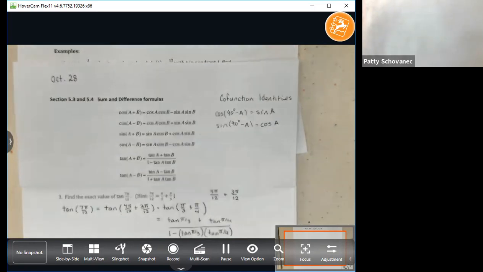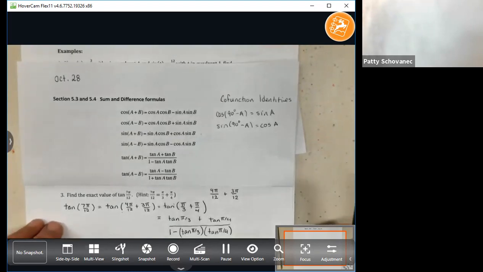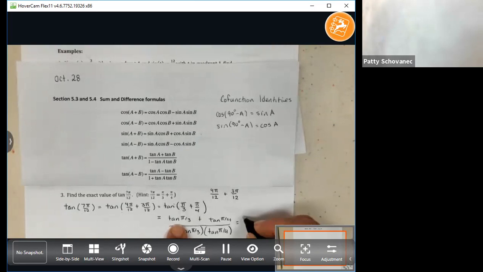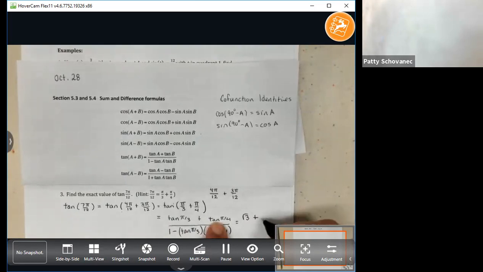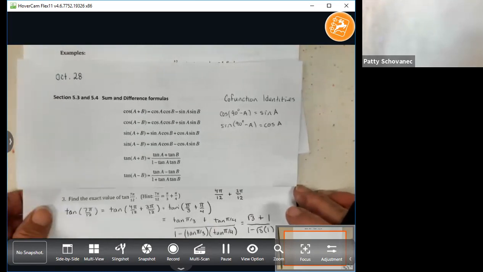Pi thirds is the same as 60 degrees. The ordered pair at 60 degrees is 1/2, square root of 3 over 2. And tangent is the y over the x. So we divided square root of 3 over 2 by 1/2 a minute ago and got square root of 3. So I'm going to just write that as the square root of 3. What is the tangent of pi over 4? 1. And then downstairs I get 1 minus the square root of 3 times 1. So there's our answer. 1 plus the square root of 3 over 1 minus the square root of 3.